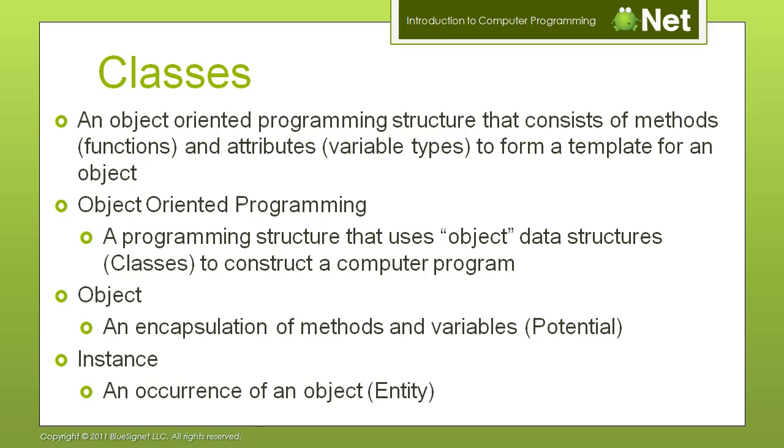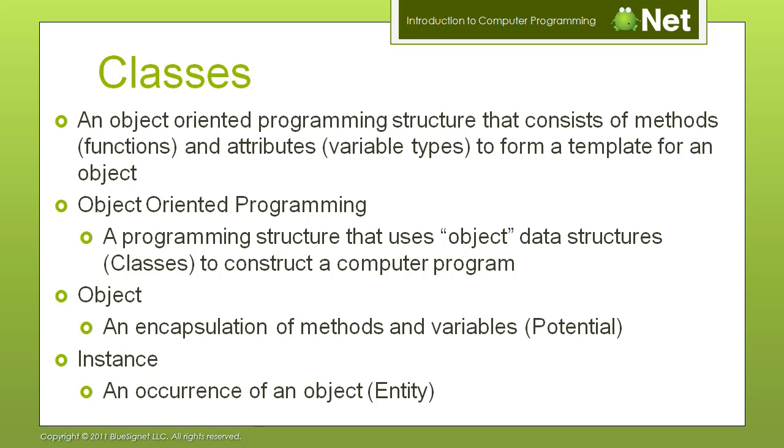This leads us to another core concept, which is a concept in object-oriented programming called classes. A class is a structure that contains methods or functions and attributes or variables to form the concept of an object. So a class is the definition of an object. When you define the class, you're defining the potential of the object. So it's an encapsulation of the methods and variables.